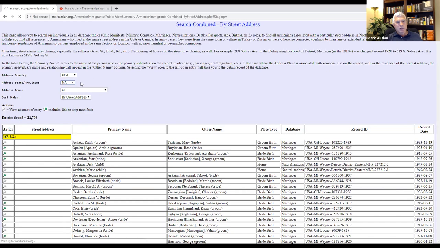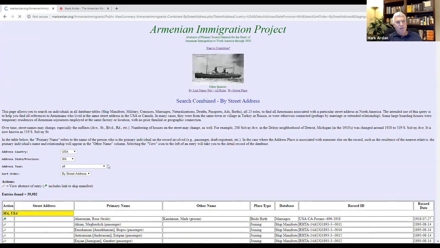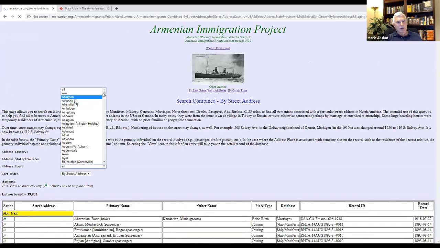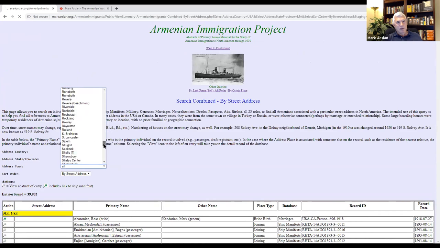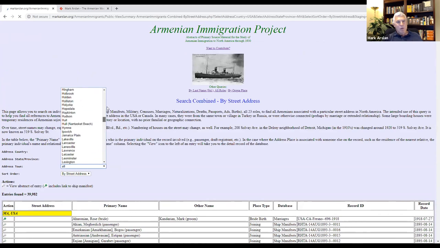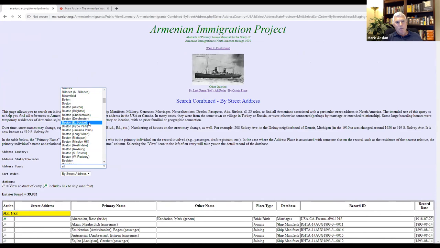Worcester's in Mass. So we change it to Mass. And it'll refresh this page. And the choices that it will give are all the different places in Massachusetts that I found Armenians in, okay? In Boston, for example, Boston's got a bunch of different neighborhoods. Sometimes they said they were going to Boston, but sometimes they actually named the neighborhood they were in. So I have the name of the town or the city, and if there are different neighborhoods in there, I'll just put the neighborhood under that town, in parentheses.